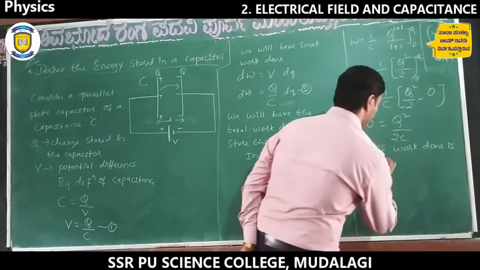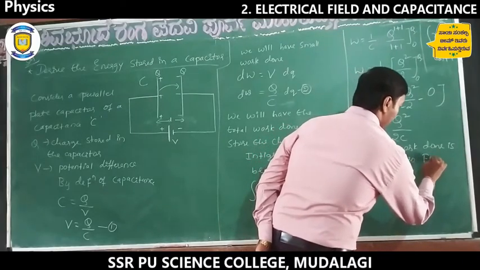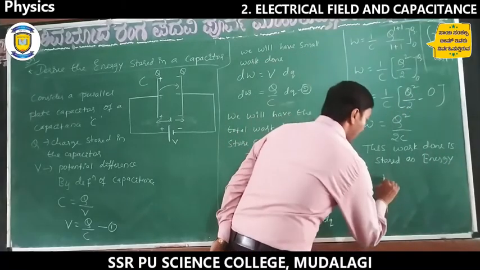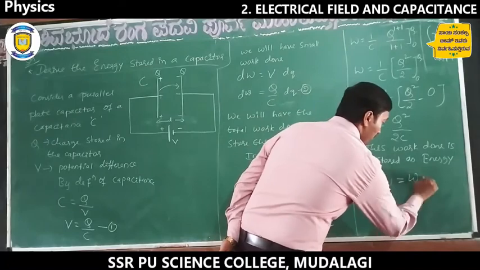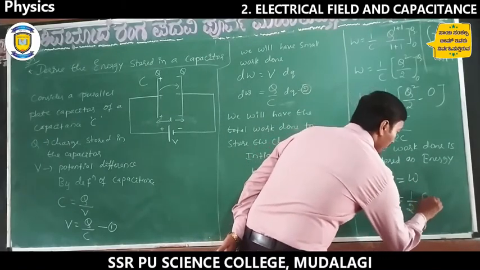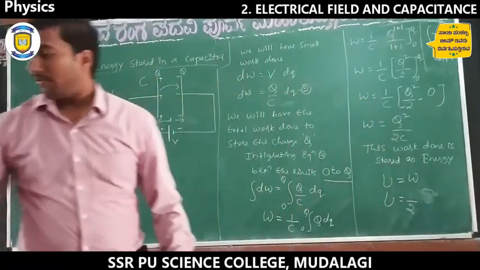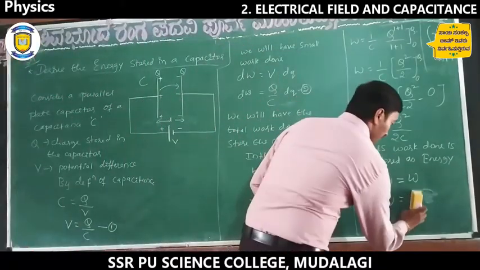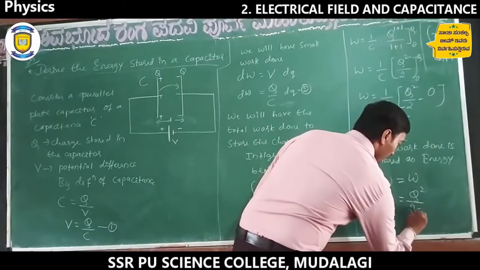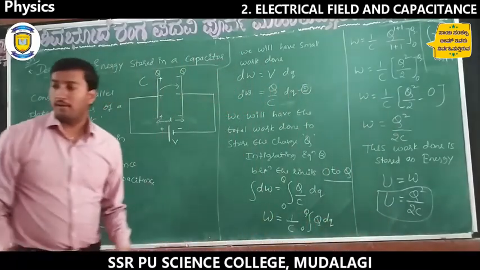This work done is stored as energy in the capacitor. That is indicated as U. U is equal to W. U equals 1 by 2 Q square by C, that is Q square by 2C. Correct. This is the energy stored in a capacitor.